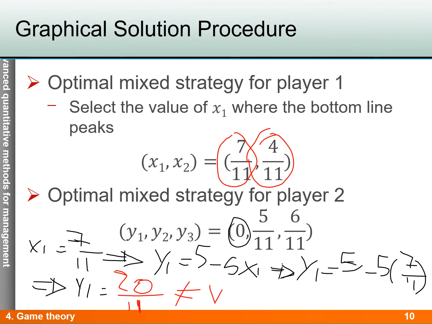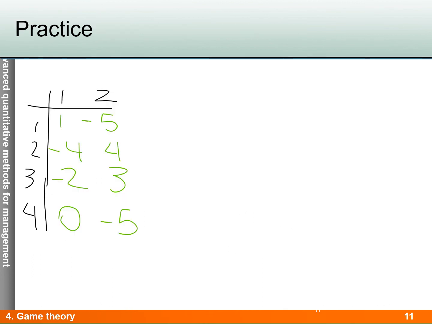And of course, the point, okay, the point that we calculated, 2 divided by 11, can be obtained by substituting x1 in each of the lines of 4 minus 6x1 and minus 3 plus 5x1.